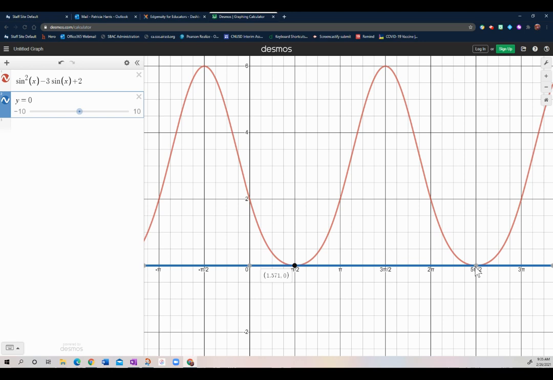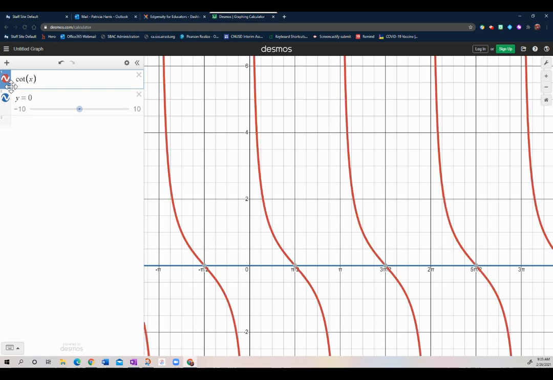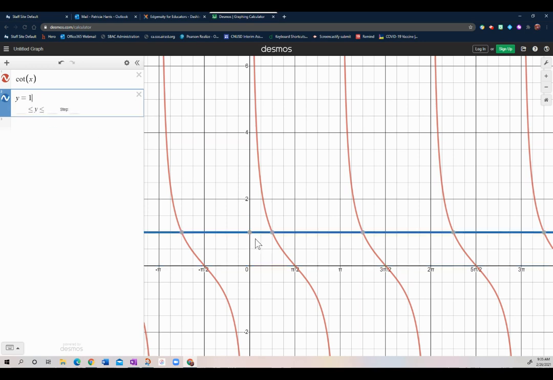3. What's really nice about Desmos, it has a dedicated cotangent. We can type in cotangent of x, and then we want less than or equal to 1. So I want to figure out where it's below. So that would be pi over 4 to pi, then 5 pi over 4 to 2 pi. So I want to know where it is below because it's less than or equal to. And that's it. So remember, less than is below, greater than is above.